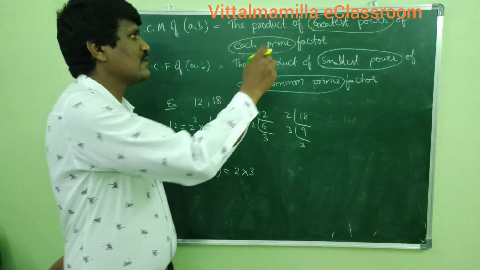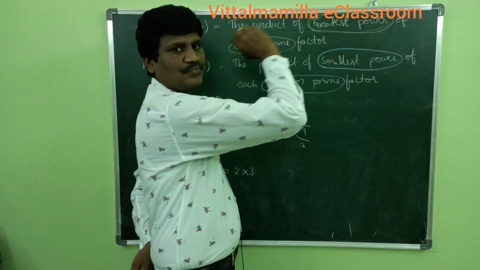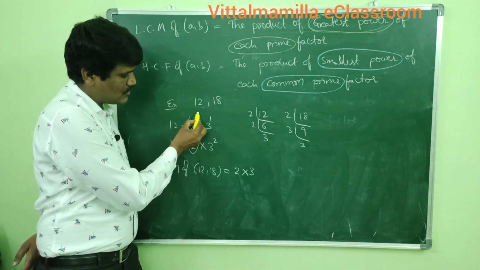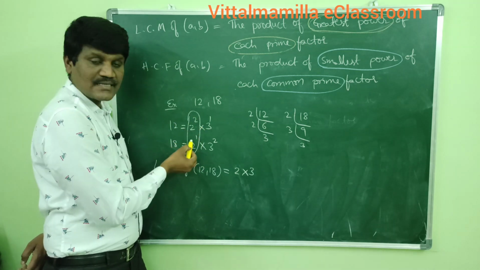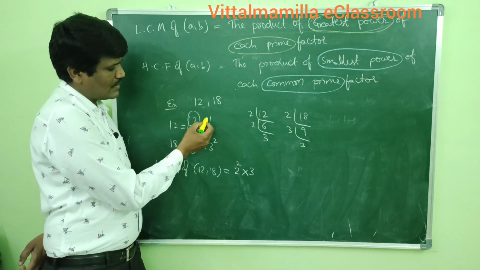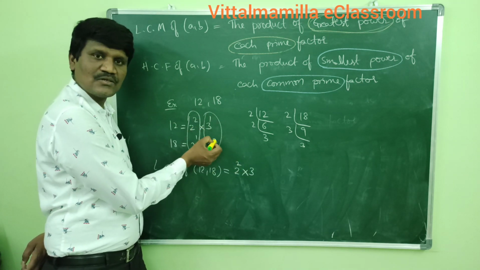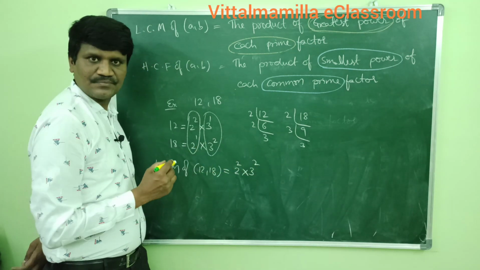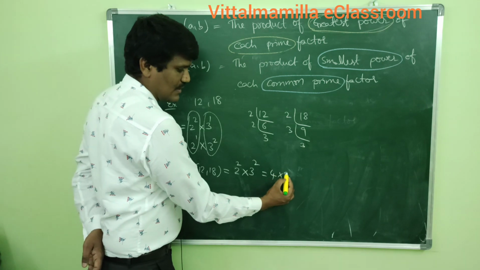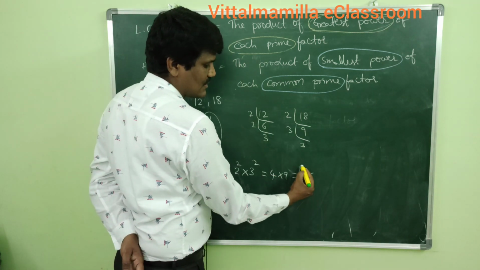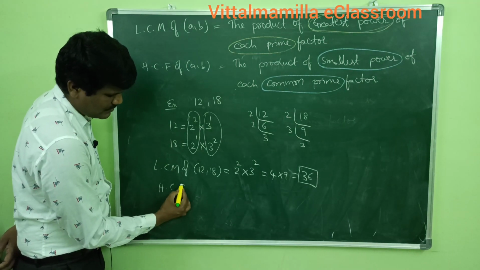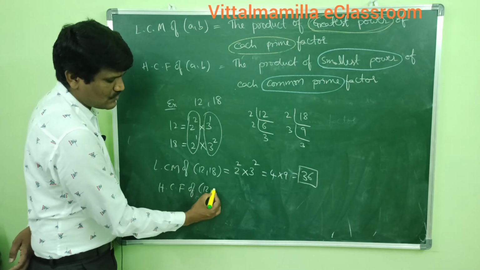Next condition is the greatest power. If you compare these two, 2 square and 2 power 1, what is the greatest one? 2 square is the greater, so write 2 square. In 3, what is the greater? 3 square. 2 square is nothing but 4, 3 square is nothing but 9, so 36 will be your LCM. Now HCF of same 12 comma 18.